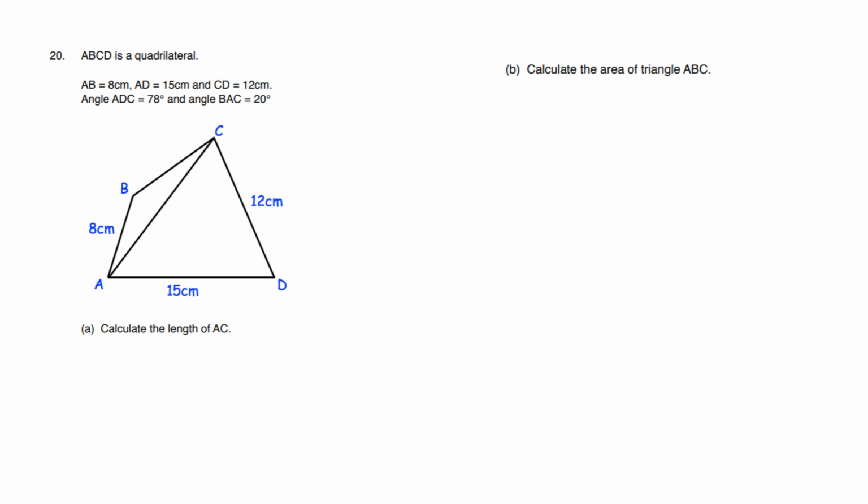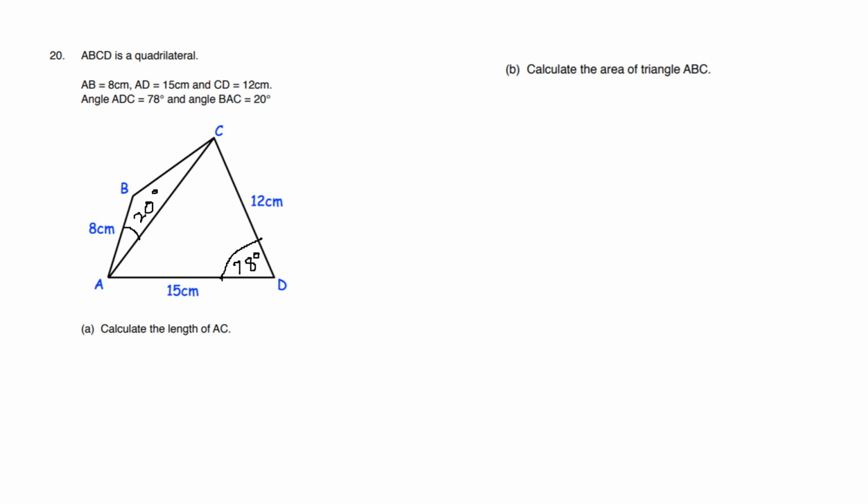So our final question, ABCD is a quadrilateral. AB is equal to 8 centimetres, AD is equal to 15 centimetres and CD is 12 centimetres. Angle ADC is 78 degrees and angle BAC is 20 degrees. So they've marked the sides on for us, but they've not marked the angles. So the first thing that I'm going to do is to mark these angles on so that I can see what I'm going to do. So that's 78 degrees, that one's BAC, that will be 20 degrees. And my first task is to calculate the length of AC.